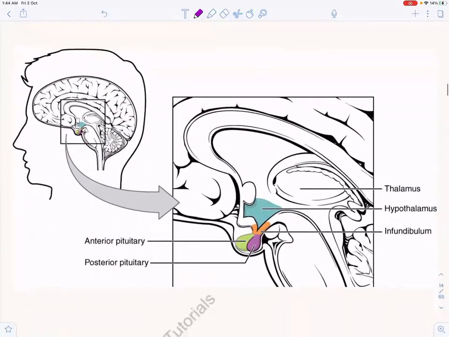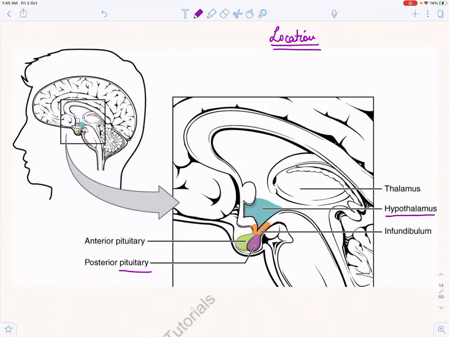So first of all, as I said, we are going to study about hypothalamus and pituitary gland. So let us first know about the location. Whenever we study any organ, we always see what is the location, because without that we won't be able to actually understand it.